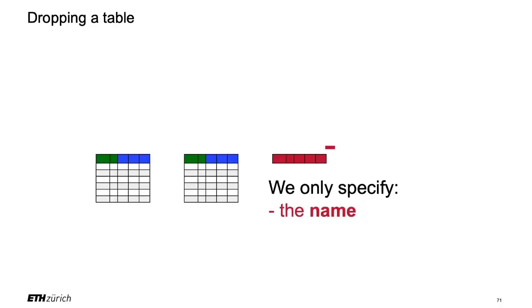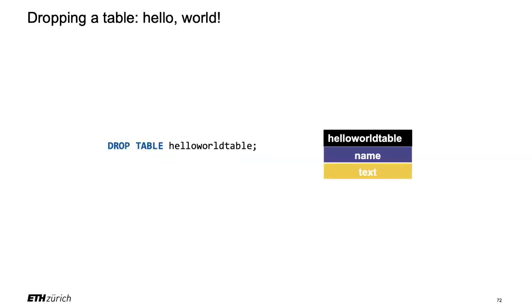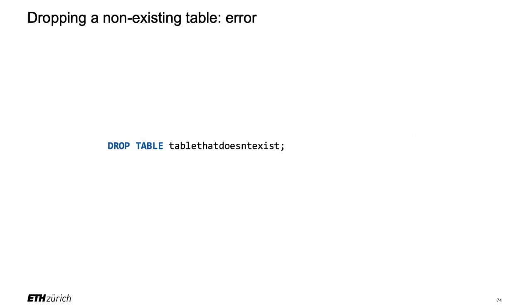Okay, how do we drop a table? Well, all you need is the name, and surprisingly, it's called drop table. So you say drop table, hello world table, and that goes away. Drop table, right? So create table, drop table. All right. However, if you drop a table that doesn't exist, it's going to complain that the table doesn't exist. You're trying to drop a table that isn't anywhere in the system.